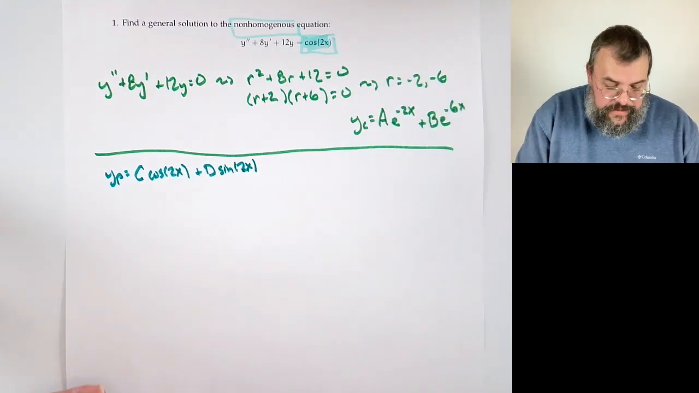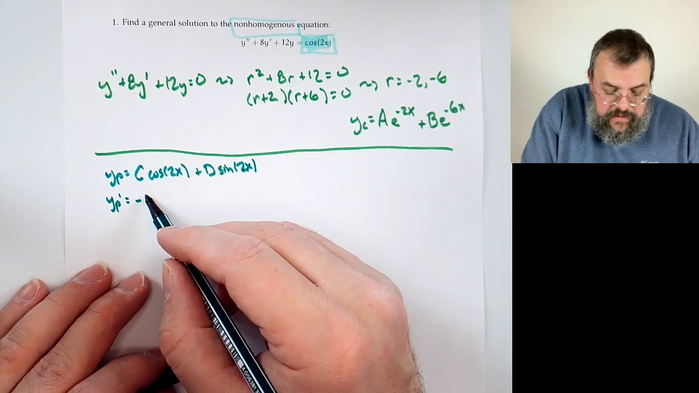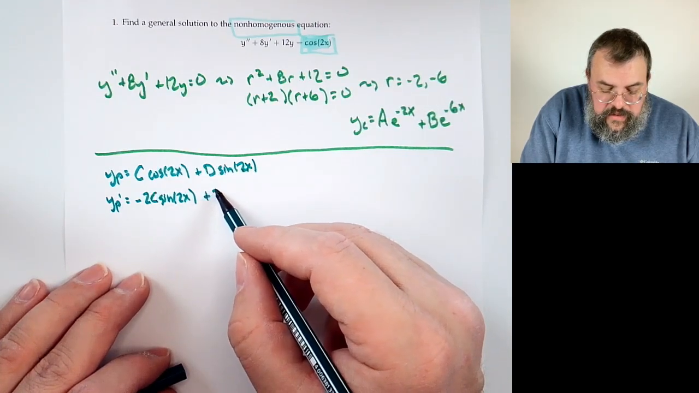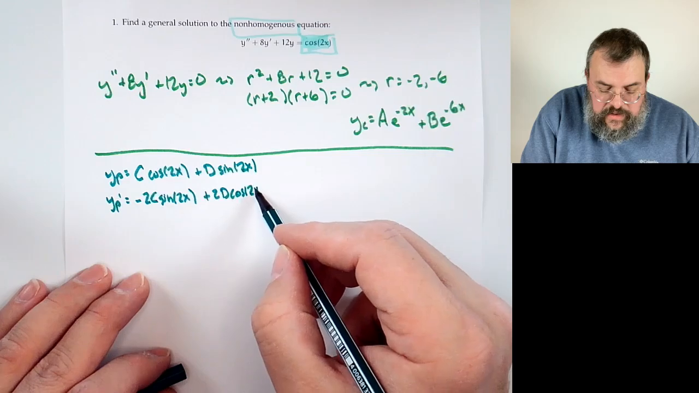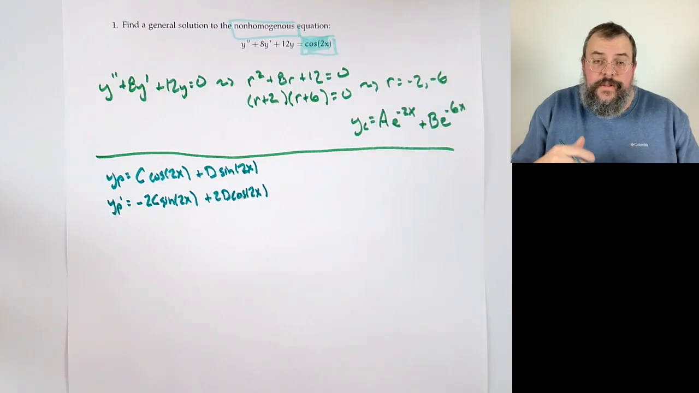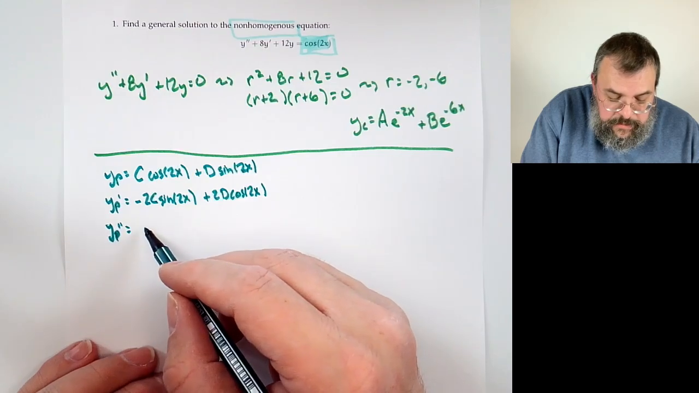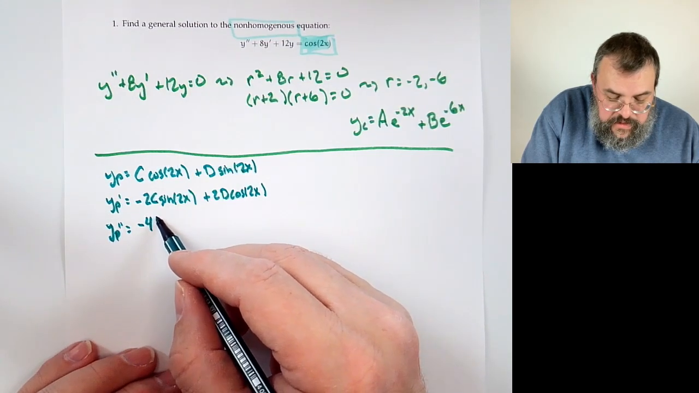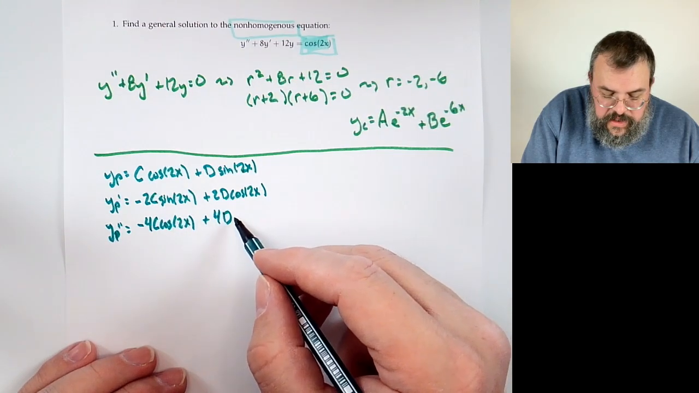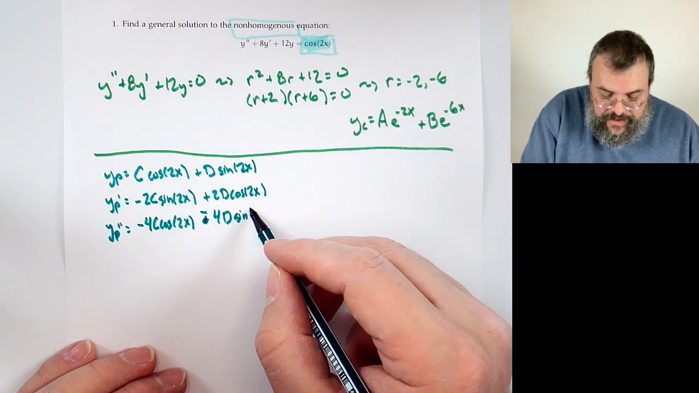So we need to look at the derivatives. We say, okay, yp prime, that would be minus 2c sine 2x plus 2d cosine 2x. Don't forget the factors of 2 that come from the chain rule. Second derivative, yp double prime, would be minus 4c cosine 2x plus 4d, whoops, not plus, minus, because the derivative of cosine is negative sine 2x.